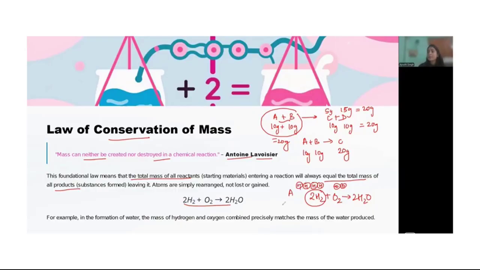Now, this can rearrange to form new things, like these two hydrogen can go with this one oxygen, and these two hydrogen can go with the other oxygen to form something new. But the atoms of the elements which are forming will remain the same, and hence the mass would remain the same. So I hope you understand the depths of this concept, why and how it came about. Okay, so now moving ahead.